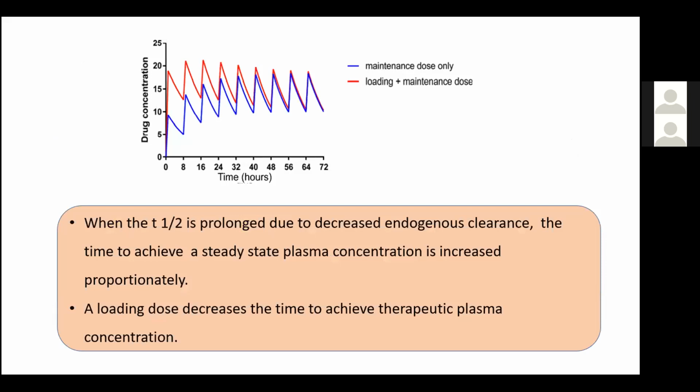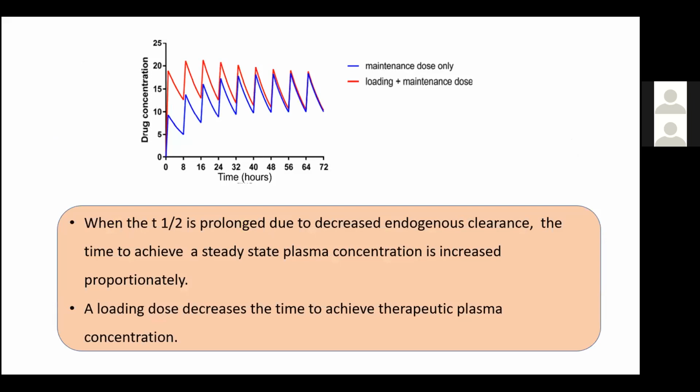Now, this is a graph which is showing us that when we are using loading and maintenance doses together, we can clearly see that the therapeutic drug levels are achieved much faster. So we see that when the half-life is prolonged due to decreased endogenous clearance, as happens in acute kidney injury, the time to achieve a steady state plasma concentration is increased proportionately.